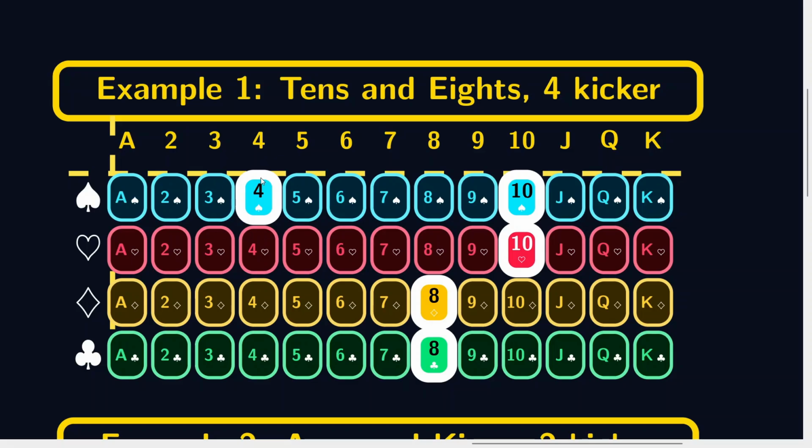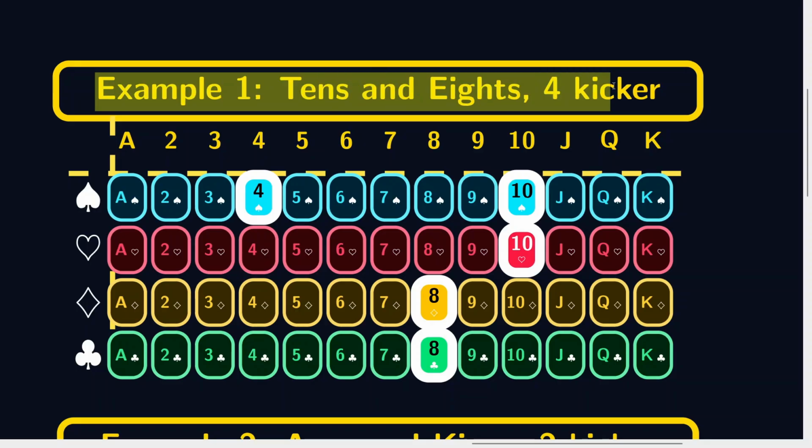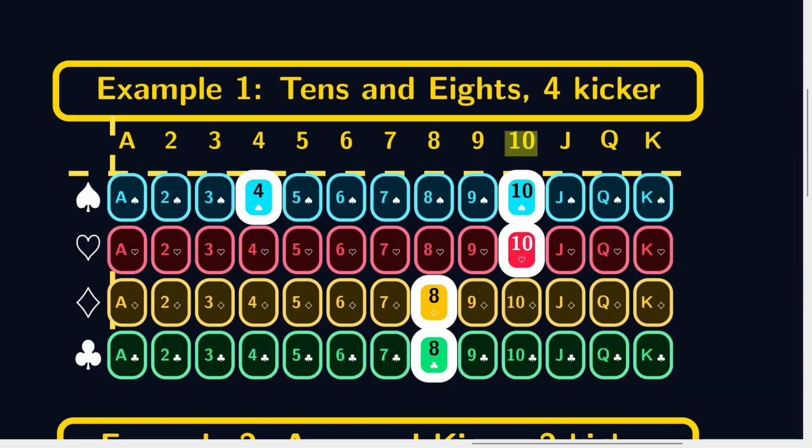Let us look at 3 examples to make this visual pattern completely clear. The first example is 10s and 8s with a 4 of spades as the kicker. In the grid, the 10 column has 2 boxes highlighted, the 10 of spades and the 10 of hearts. The 8 column also has 2 boxes highlighted, the 8 of diamonds and the 8 of clubs. And then the 4 column has 1 box highlighted, the spades row. 2 pairs sitting in their columns, and 1 quiet kicker beside them.